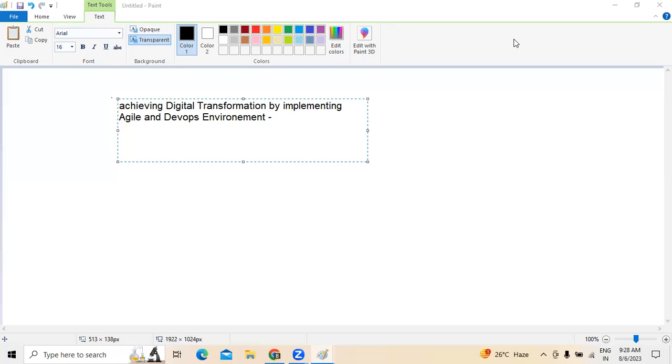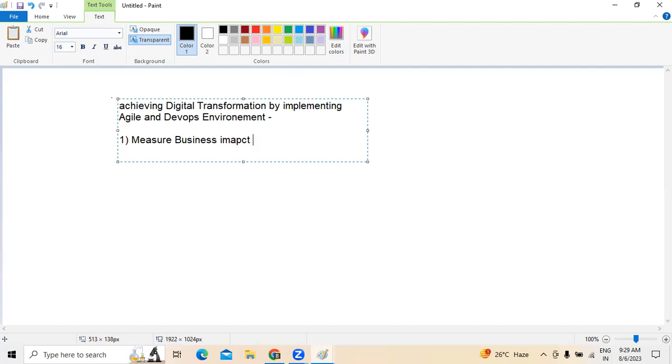In today's video, I am going to explain the multiple actions, or the steps, which normally we need to perform to achieve digital transformation by implementing agile DevOps environment in any organization. There are few steps which we need to understand, which I am going to discuss now. The first one is to measure the business impact.